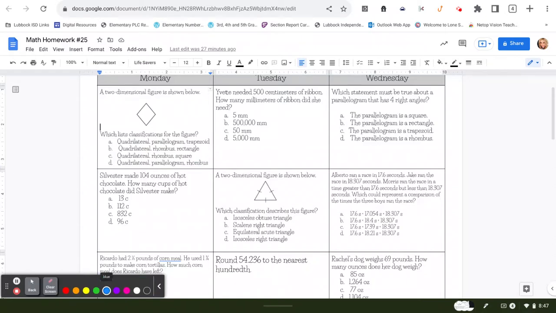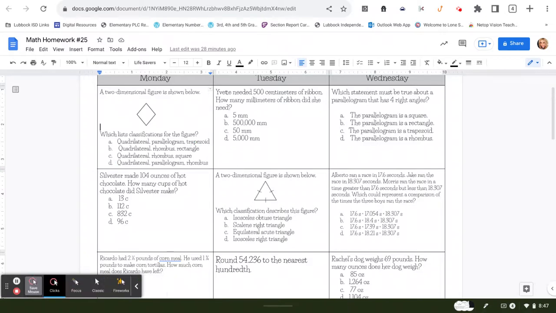Our distractor here was C, because a square is always a rhombus, but this one does not have the right angles. The right angles don't work. So our correct answer was going to be D. This is not a trapezoid. It cannot be a parallelogram and a trapezoid.